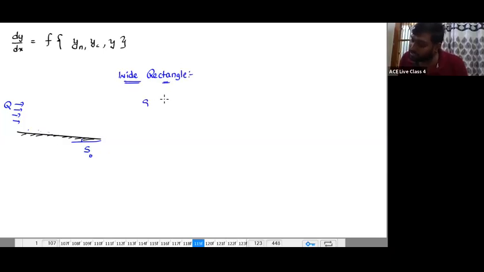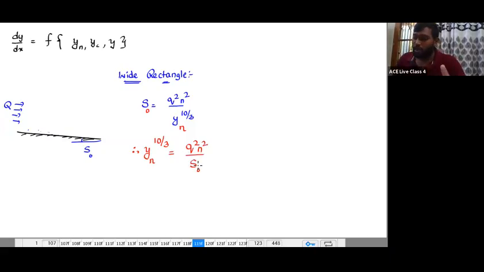In the case of the wide rectangular channel, let's take Q square n square by y to the power of 10 by 3. Now you see, if I write y as yn, then S becomes S naught. Yes or no? So now can I write yn whole to the power of 10 by 3 equals Q square n square by S naught? In the case of a wide rectangle, I take a wide rectangle to make you understand the easier expression.